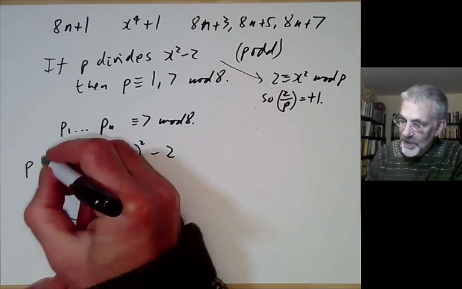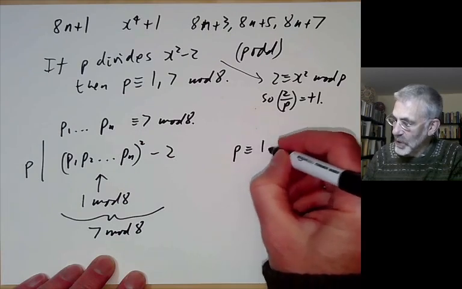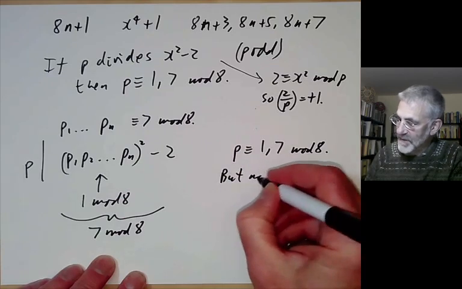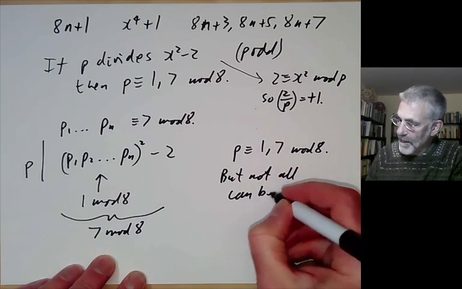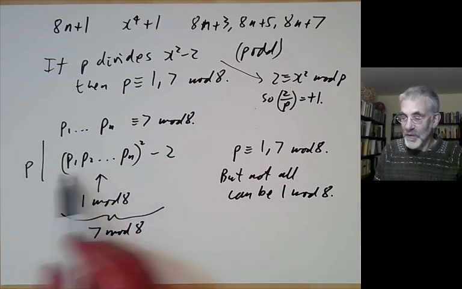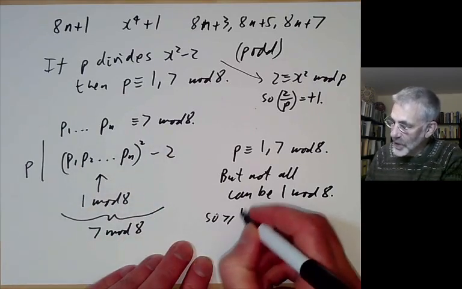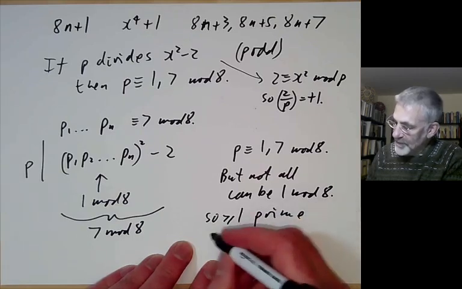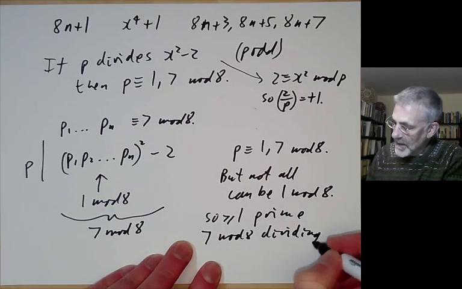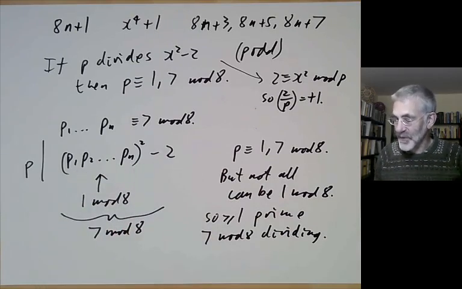So now we take a prime p dividing this expression, and we see that any such prime p must be congruent to 1 or 7 mod 8. But not all primes dividing it can be 1 mod 8, because if all primes dividing this were 1 mod 8, their product would also be 1 mod 8, and this would have to be 1 mod 8, which it isn't. So there's at least one prime that is 7 mod 8 dividing this number here. And it can't be p1 up to pn because then it would divide 2, which is just silly.